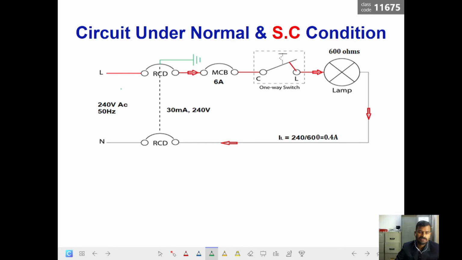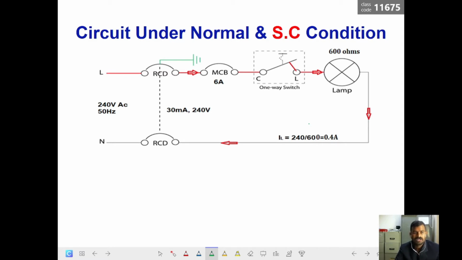So when we turn on the switch and all these protective devices, the current would flow in this direction, as the arrow mark shows. The simple calculation here: the load current would be 240 divided by 600 ohms, so you will get 0.4 amperes. So this would be the normal condition. When things are going fine, this is how the circuit behaves.